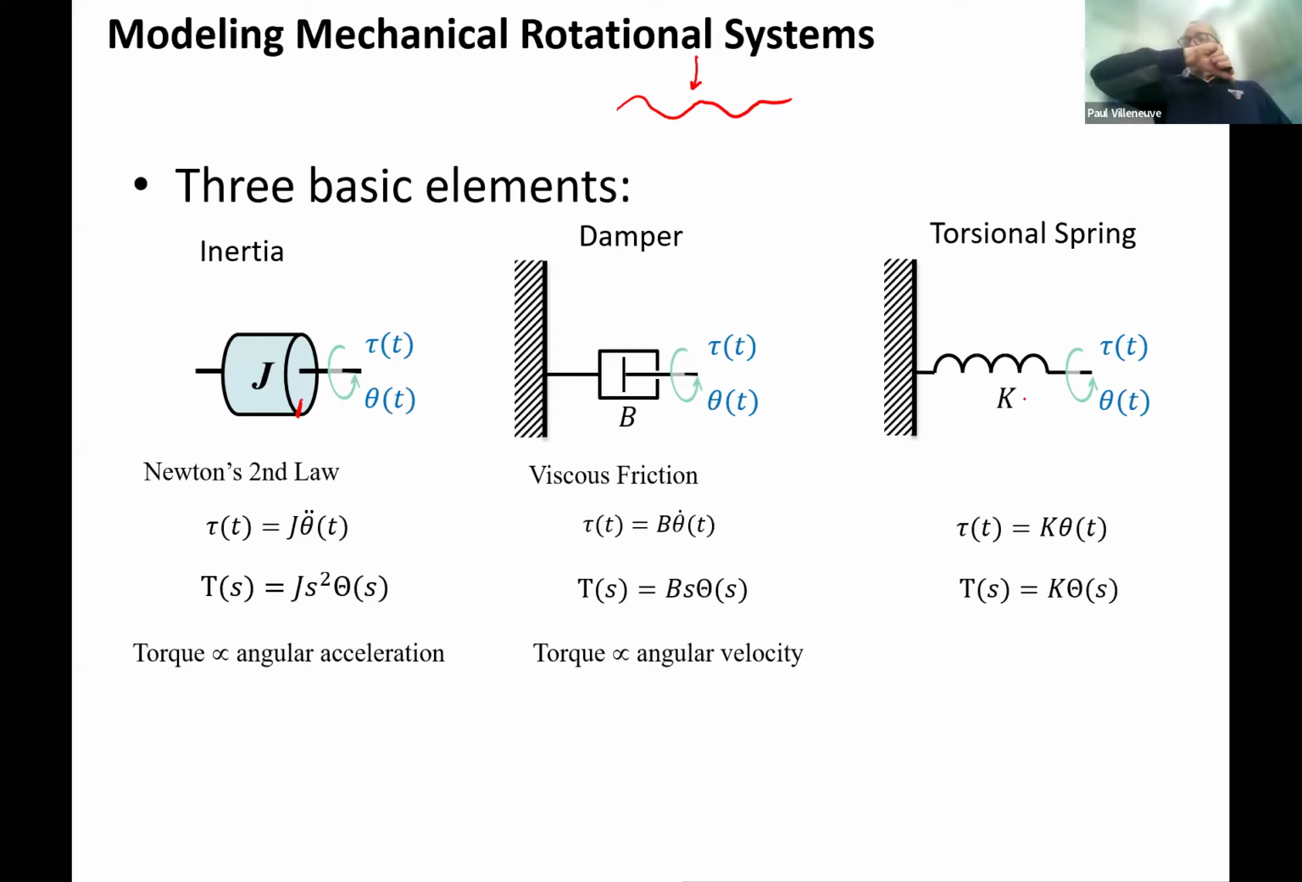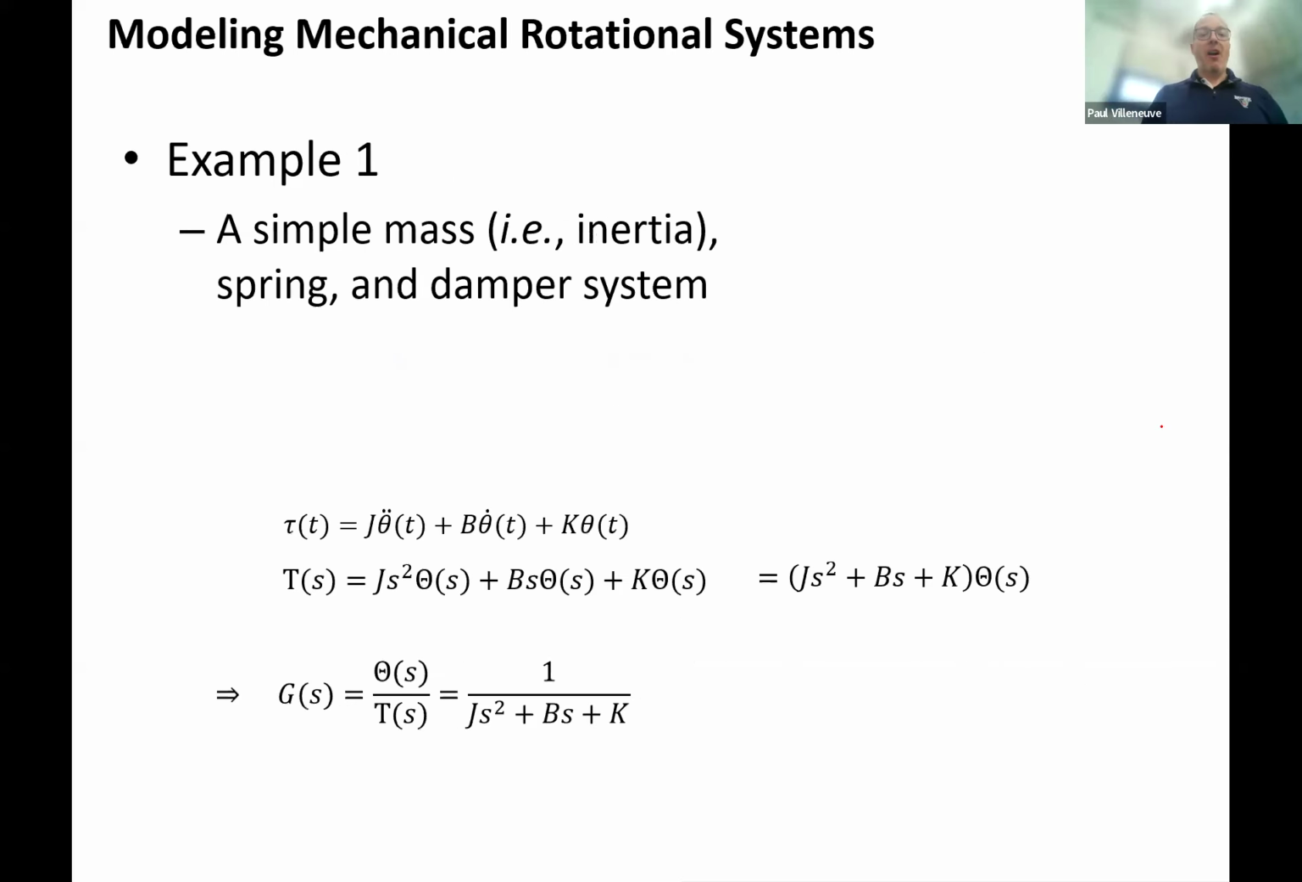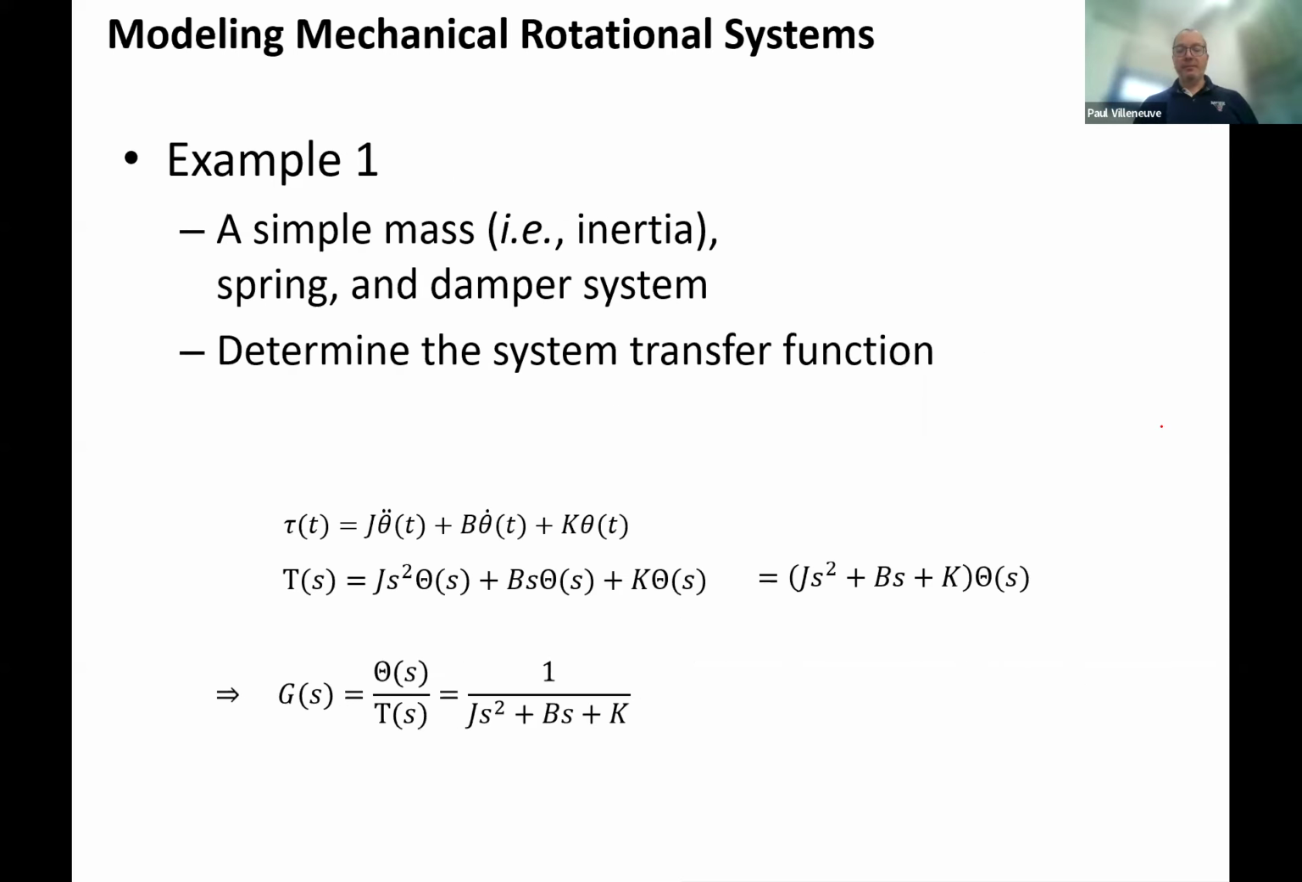So this spring, the torque that's required to go ahead and compress that spring is based on the position, theta(t). So my torque there is equal to K times theta(s). And again, it's proportional to the angle. So those are the three equations that we have to do. Everything else that we do for analysis in terms of torque balance or force balance, depending on your perspective, it's exactly the same.